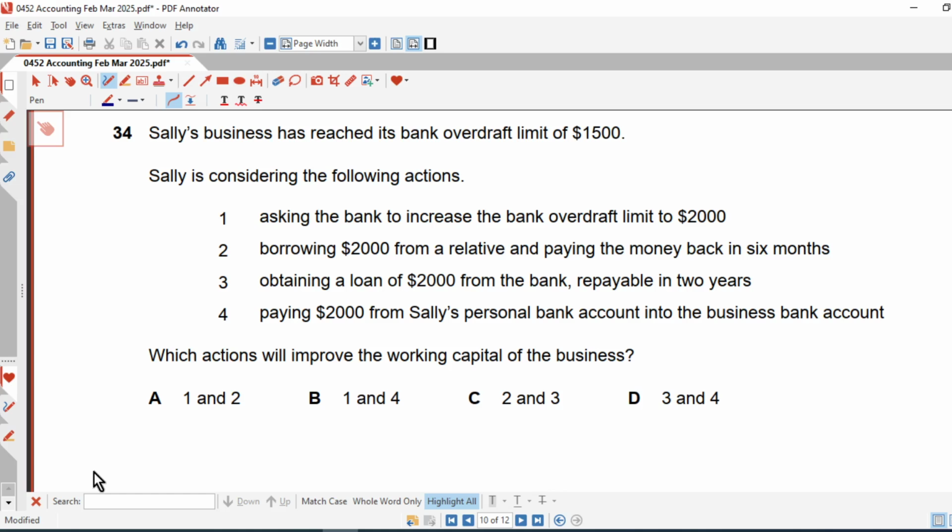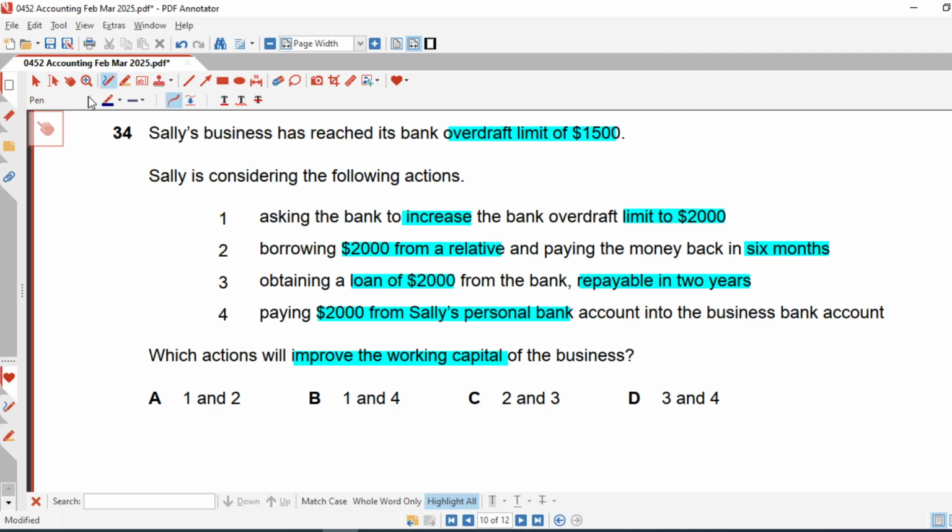Okay, question 34. Sally's business has reached its overdraft limit of 1,005. Sally is considering the following actions: asking the bank to increase the overdraft limit to 2,000, borrowing 2,000 from a relative and paying the money back in 6 months, obtaining a loan of 2,000 from the bank, repayable in 2 years, paying 2,000 from Sally's personal bank account into the business bank account. Which actions will improve the working capital of the business?